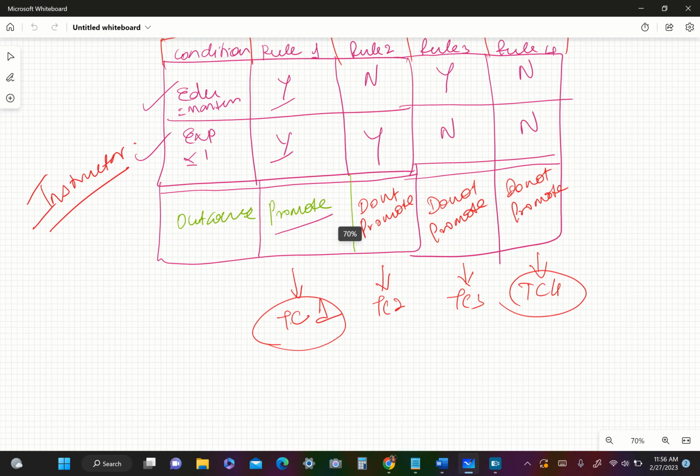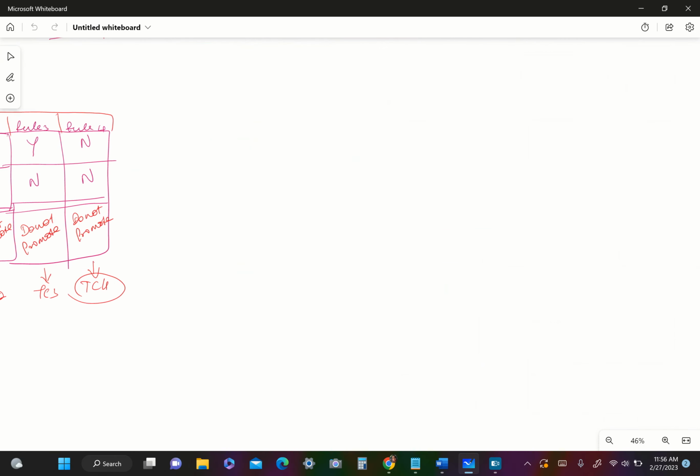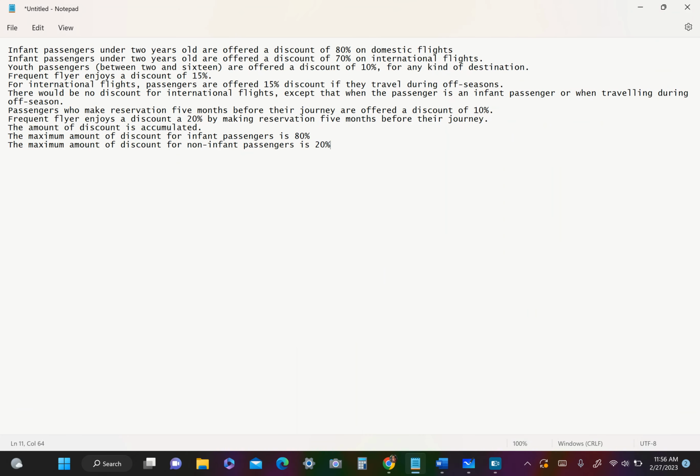Okay, so let us look at an even more complicated example. I have the situation here. This is for an airline ticket. Infant passengers under 2 years old are offered a discount of 80% on domestic flights. Infant passengers under 2 years old are offered a discount of 70% on international flights. Already I can tell infant passengers means age is a criterion, so the age of the person and whether they are traveling domestic or international. The outcome is going to be the discount.